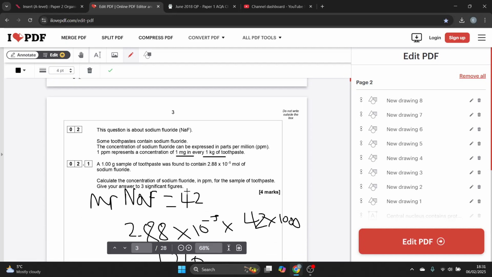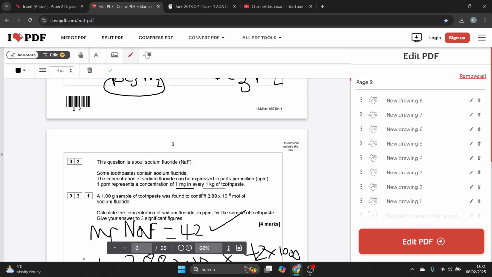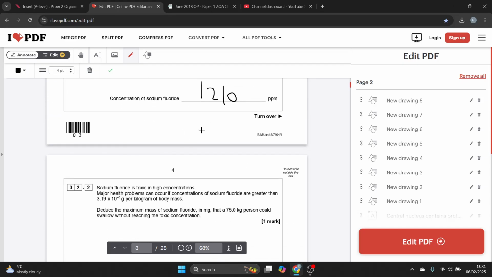So the MR of sodium fluoride, find out the mass of sodium fluoride in 1 gram, then find it in 1 kilogram, and then find it in milligrams, then you get that. So find it in 1 gram, then 1 kilogram, then milligrams, and then that's your answer in ppm.